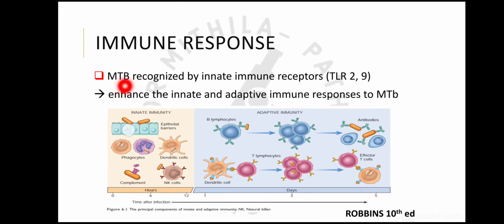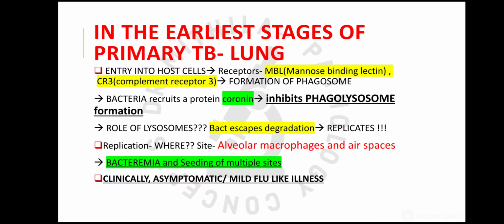So MTB, when it comes into the body, is recognized by the innate immune receptors, and those are the toll-like receptors. We know that toll-like receptors recognize foreign microorganisms and also dead and dying tissue proteins derived from them. Toll-like receptors 2 and 9 recognize the MTB, and this subsequently enhances the innate and the adaptive immune responses to Mycobacterium tuberculosis. So what happens in the earliest stage of primary TB of the lung?